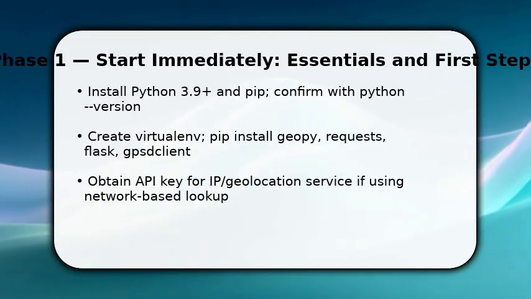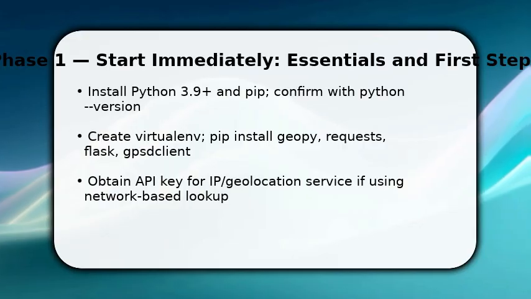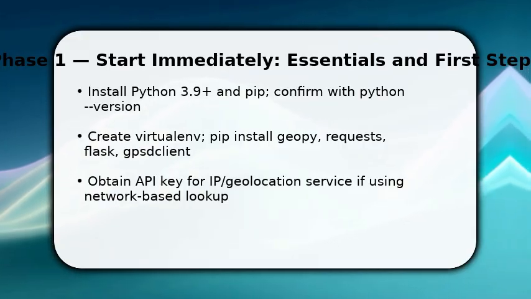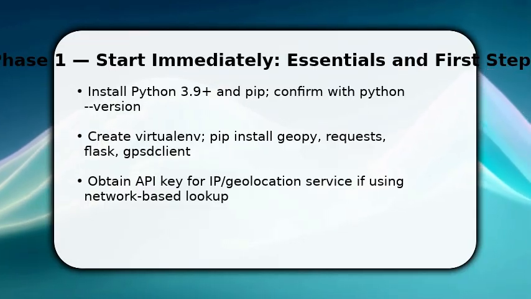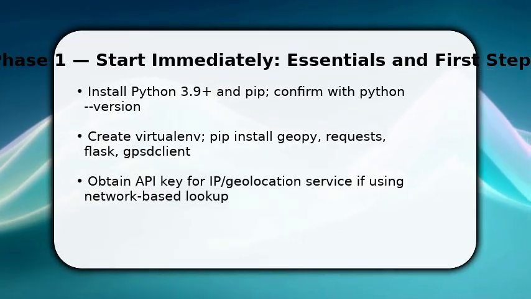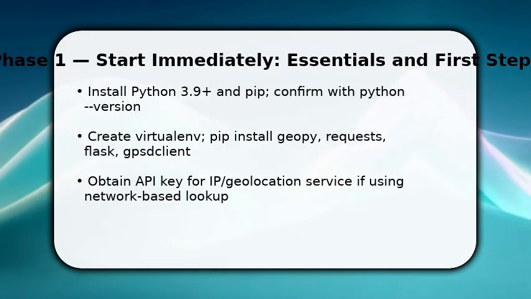You start by preparing a focused environment and gathering credentials. Create a virtual env, then install Geopy, requests, Flask, and GPSD client so you can test GPS and network methods. Next, decide which source you will use, device GPS, network IP, or external API, and obtain any API key now.